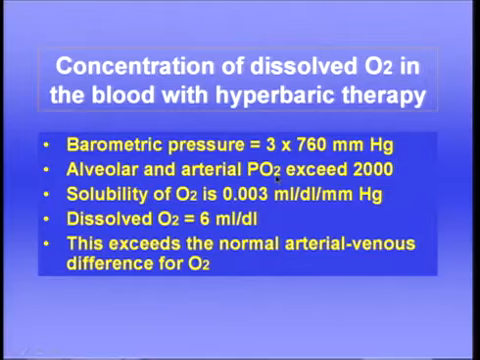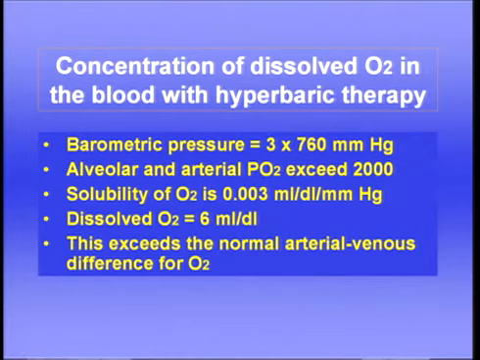Suppose we put somebody in a hyperbaric chamber and we expose them to 3 atmospheres. We increase the pressure by 2 atmospheres, so they're at 3 atmospheres, and therefore the barometric pressure is 3 times 760 millimeters of mercury. Well, under those conditions, the alveolar PO2 and perhaps the arterial PO2 can exceed 2,000 millimeters of mercury.